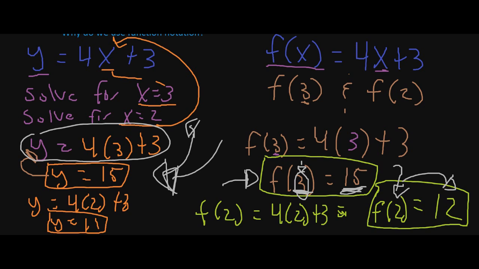It's literally all convenience, and this is why we use function notation. It's for convenience and to be able to determine what numbers we plugged in for x and then what numbers we get out when we eventually solve. So I hope that clarifies why we use function notation.